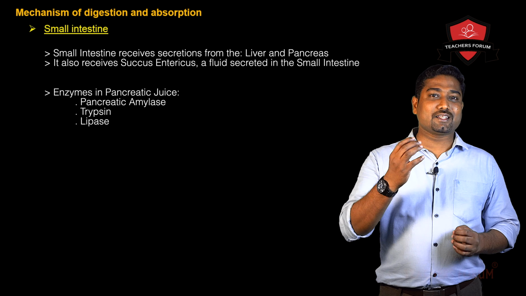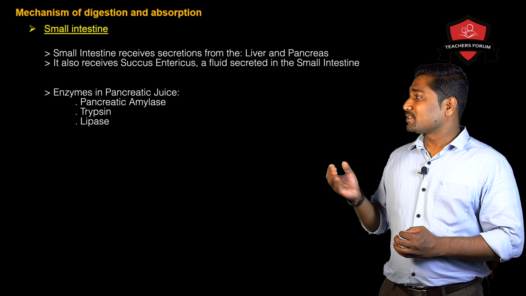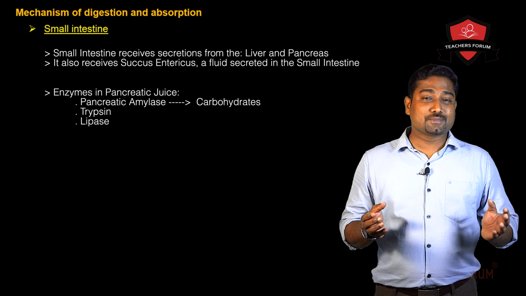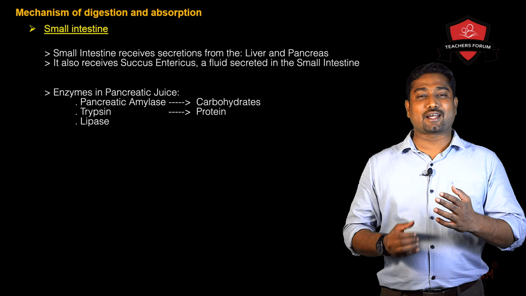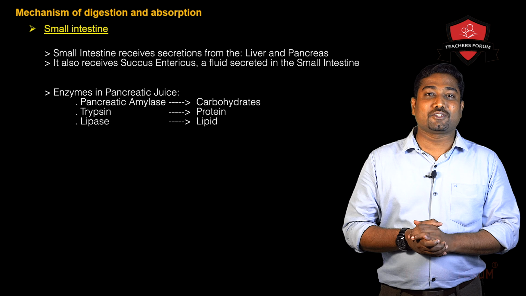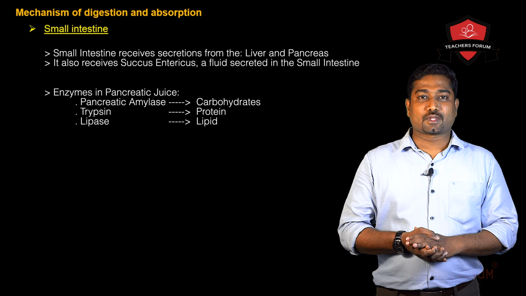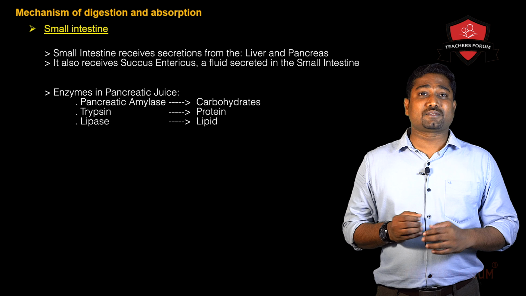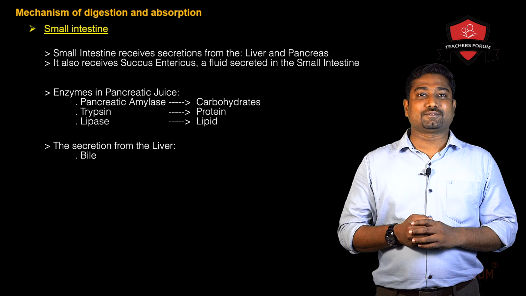Pancreatic juice contains 3 main enzymes, namely pancreatic amylase, trypsin, and lipases. Pancreatic amylase is involved in the digestion of carbohydrate. Trypsin is involved in the digestion of protein, whereas lipase is involved in the digestion of lipid. And these enzymes produced by the pancreas can be activated only in an alkaline pH, a basic pH. So this basic ambience is created by the secretion from the liver, that is the bile.